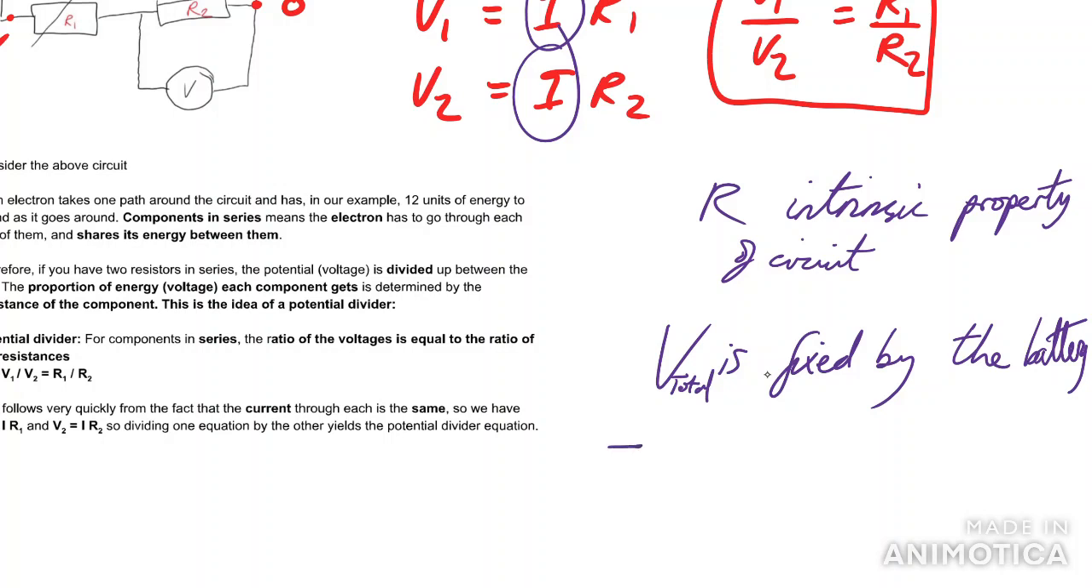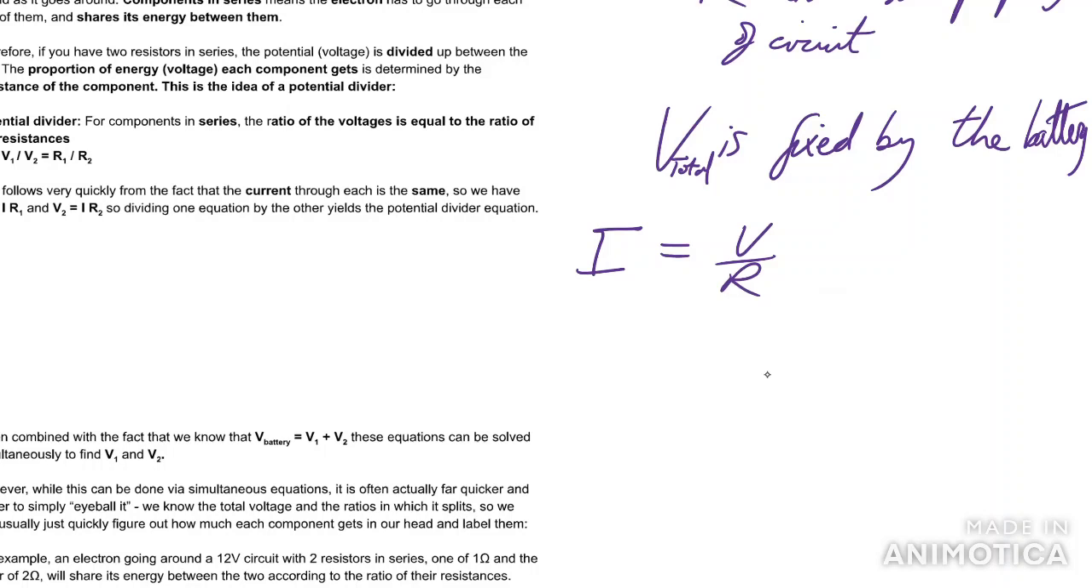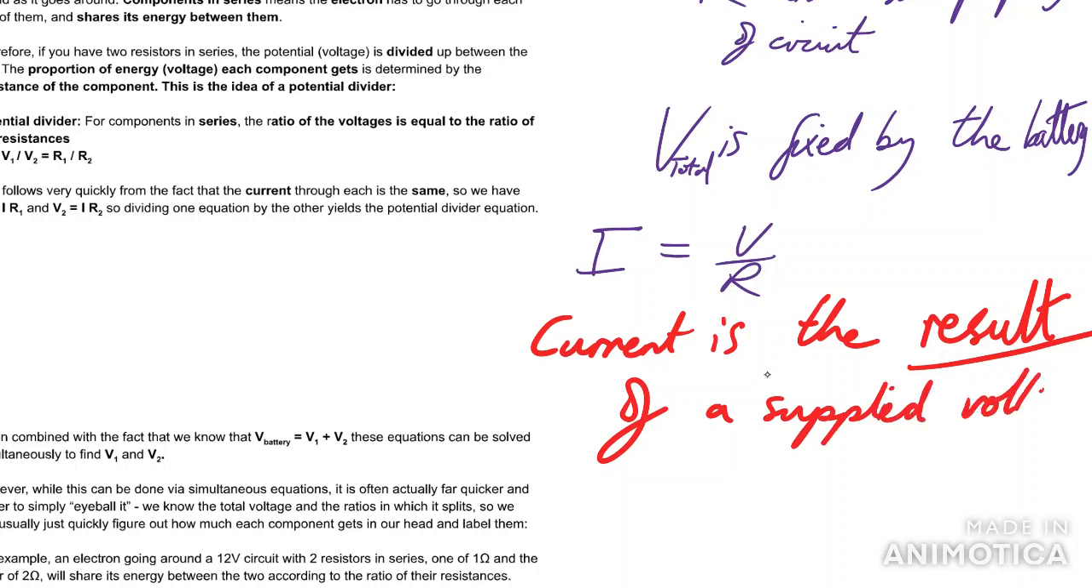And so knowing that I equals V over R, current is the result of a supplied voltage and resistance. Now, why am I spending time on talking about this?